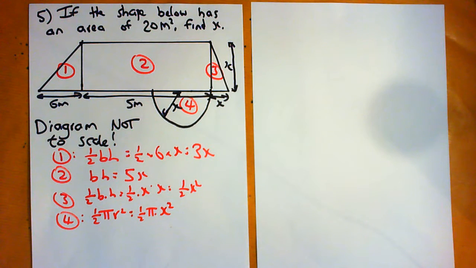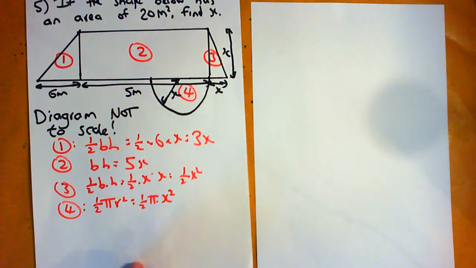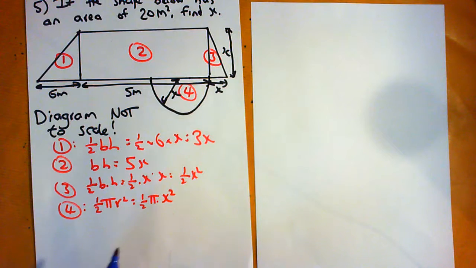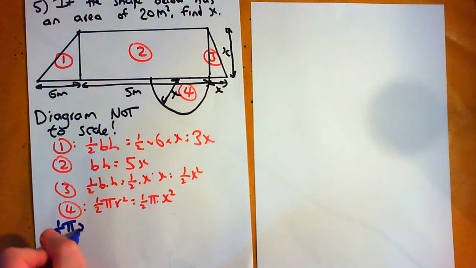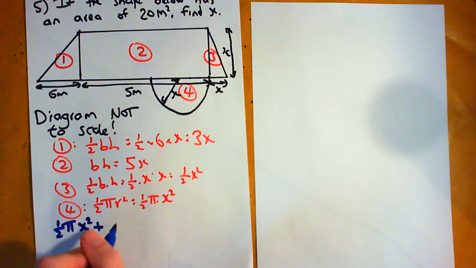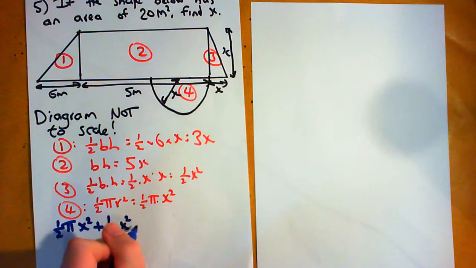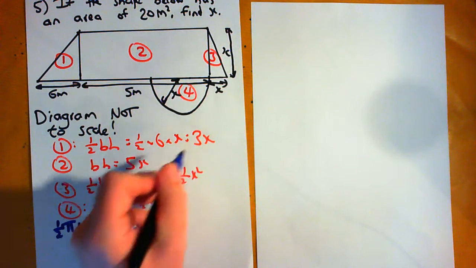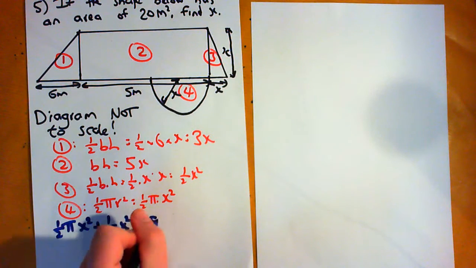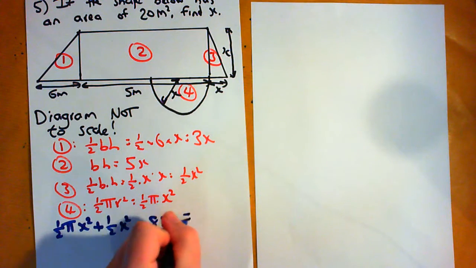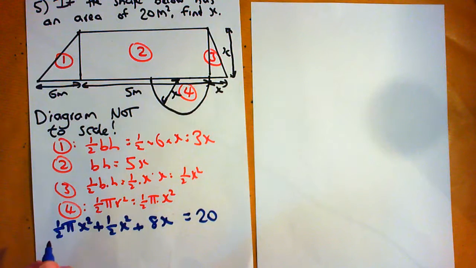So we need to put those things together into an equation. So we've got 1/2 times pi times x squared plus 1/2 times x squared plus, adding these two together gives us 8x. And that must be equal to 20.